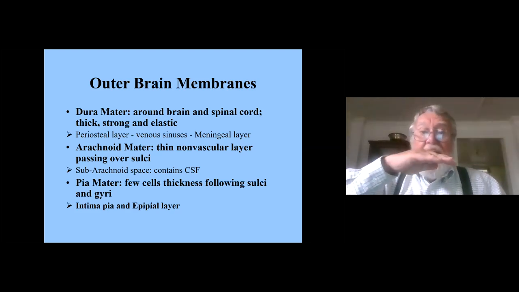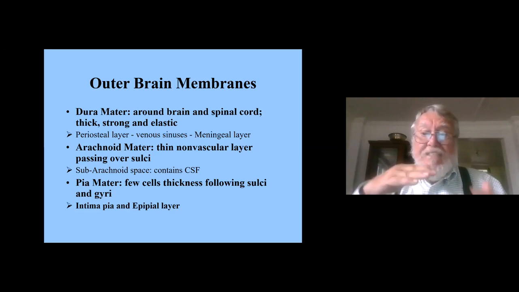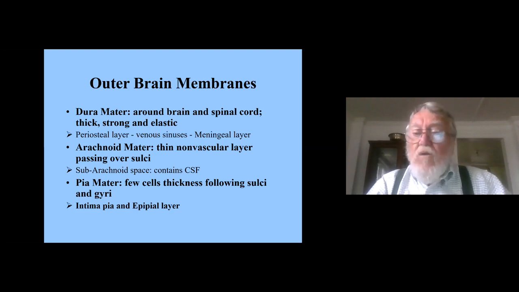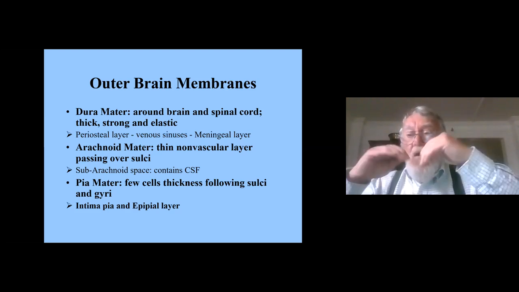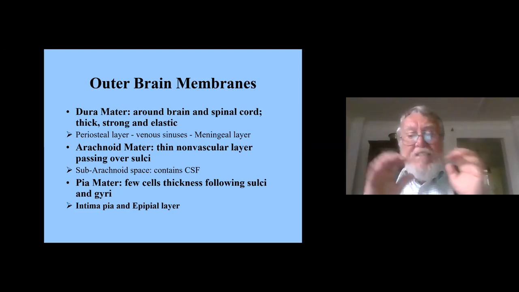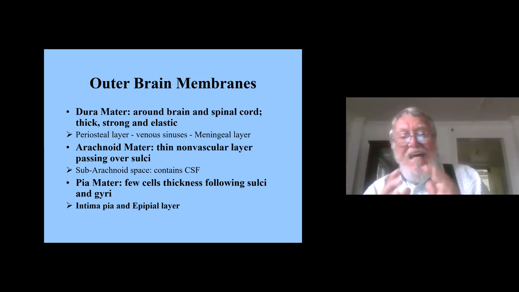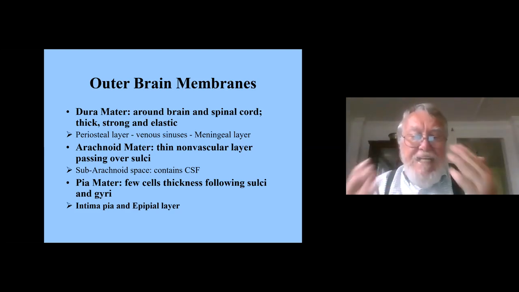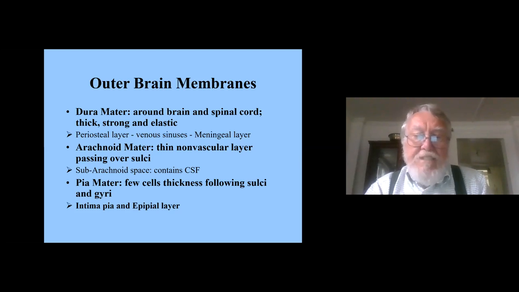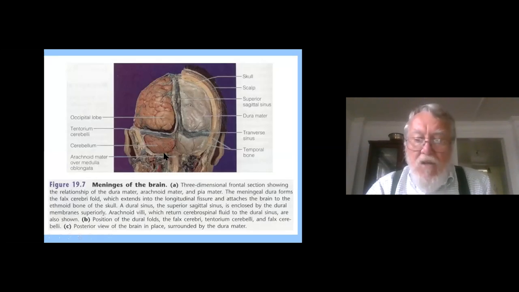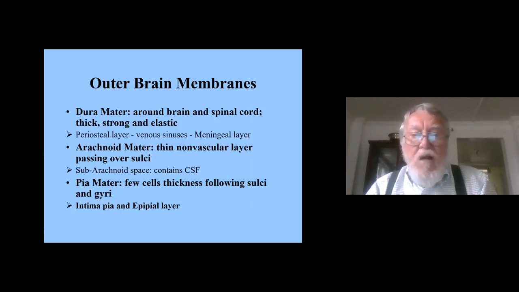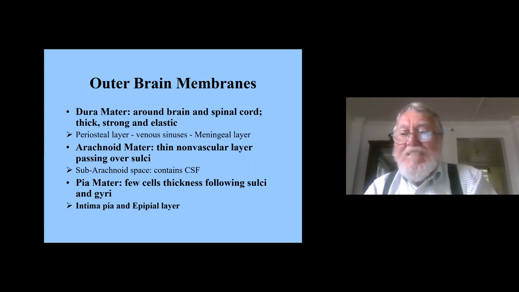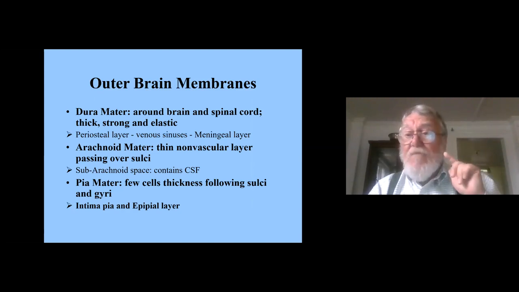Then the last of the outer brain membranes, the innermost, is called the pia mater. It is only a few cells thick, and it literally follows the whole contours of the sulci and the gyri. It is divided into what is called the intima pia and the epipial layers. So those are the three layers. The important thing to recognize is that whereas the subarachnoid space contains cerebrospinal fluid, the outer periosteal layer contains the venous sinuses.